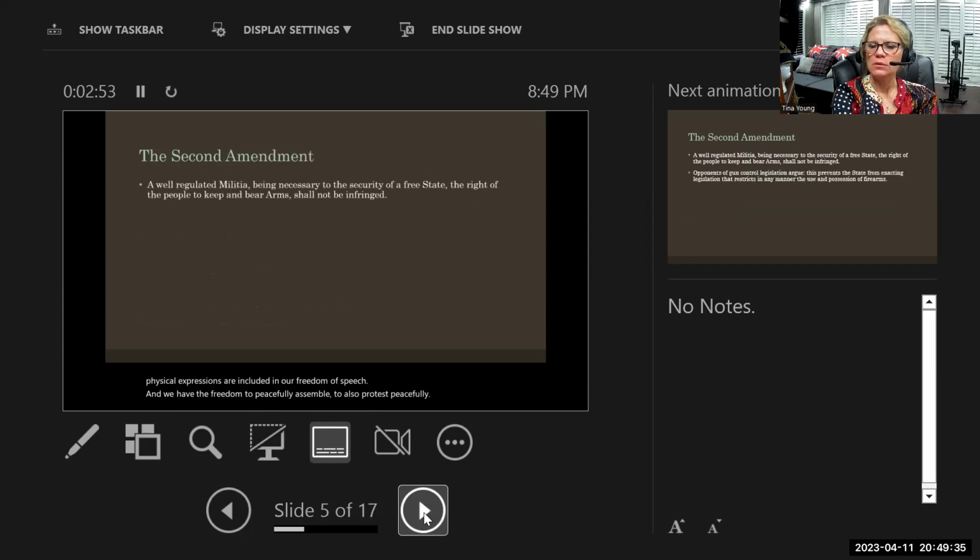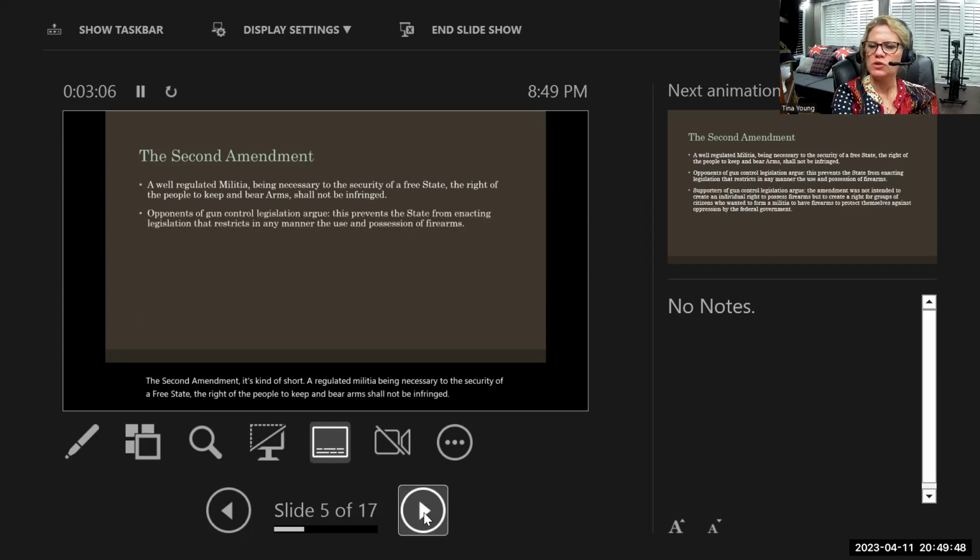The Second Amendment, it's kind of short. A well-regulated militia, being necessary to the security of a free state, the right of the people to keep and bear arms shall not be infringed. Okay, so that's pretty broad. Opponents of gun control legislation, those who do not want gun control laws, state that this prevents the state from enacting legislation that restricts in any manner the use and possession of firearms. In other words, there should not be any restriction at all in the use and manner of firearms.